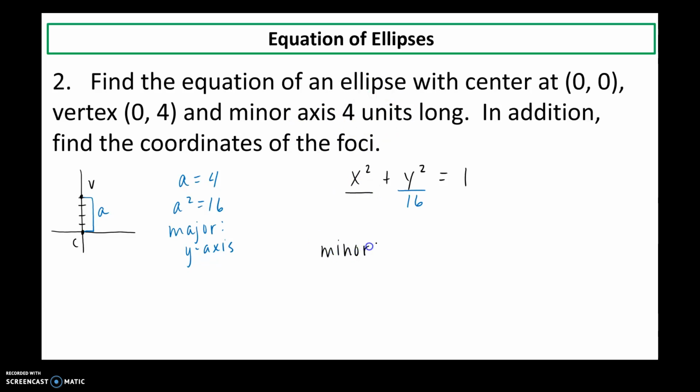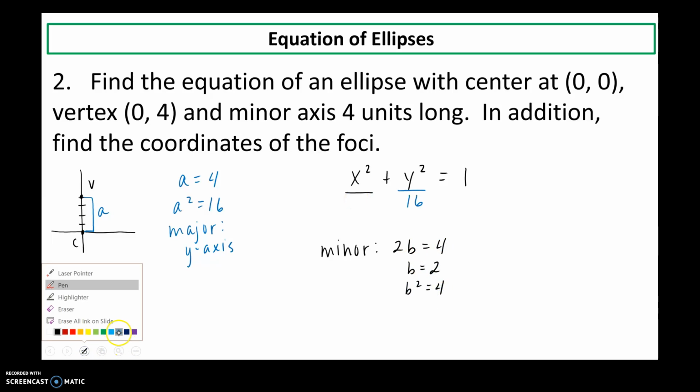Recall that the length of the minor axis is equal to 2b. We're given that the length is 4. That gives me that b is equal to 2, so b squared would have to equal 4 as well. So I know that b squared is equal to 4. So that's my equation. That's the first part.